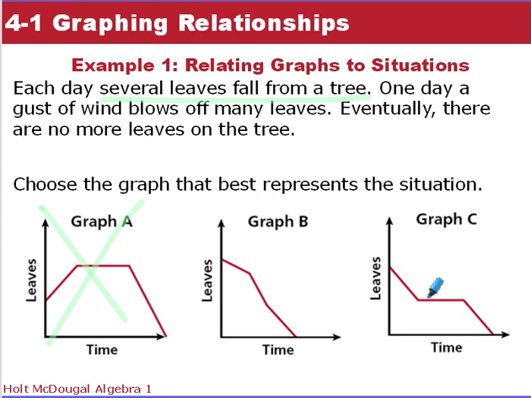One day, a gust of wind blows off many leaves. And eventually, there are no more leaves on the tree. So thinking about which it's going to be, again, notice number of leaves is on our y-axis or dependent, and the time, which is our control variable, is on the x-axis. So looking at this, again, I'm leaning towards B. One day, a gust of wind blows, so we drop a whole bunch down, and eventually we go to nothing. So let's go with B. With C, at some point in time there are no leaves falling. It's a horizontal line, so no leaves came off the tree. So the correct answer here is going to be B.